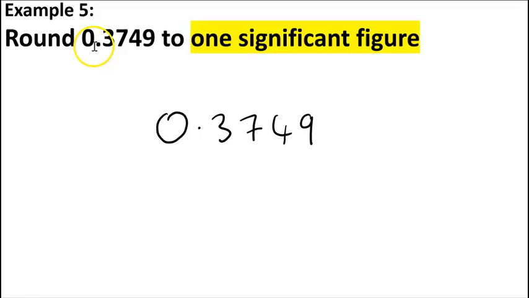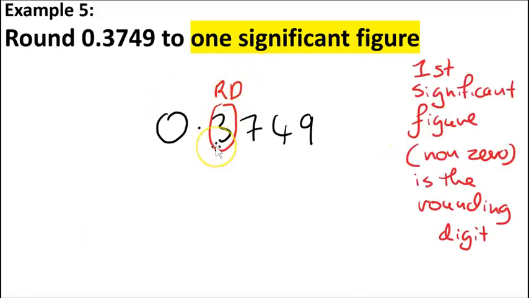Example 5, we want to round the same number again to one significant figure. So we write out the number again. We circle the first significant figure. It also happens to be the first decimal place. This is a coincidence. The rule is not that you necessarily circle the first decimal place. You circle the first significant figure. And a significant figure is a number that is not 0, so a non-zero digit. So in this case, the first decimal place and the first significant figure happens to be the same number.